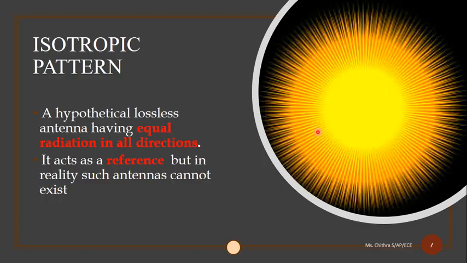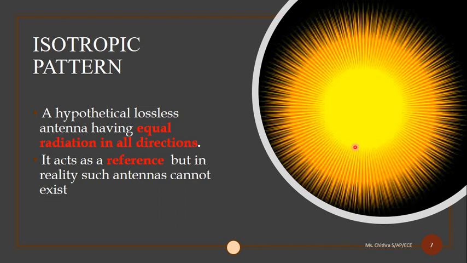Next, we are going to see three main patterns in which radiations can be produced in antennas. The first one is the isotropic pattern. Isotropic pattern means if the antenna produces radiations equally in all directions, then we call that an isotropic pattern. This is similar to the sun. The sun radiates energy in all directions throughout the earth. So the sun is an example of an isotropic pattern.